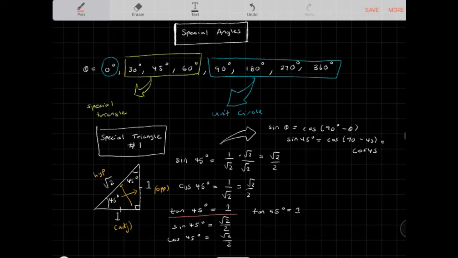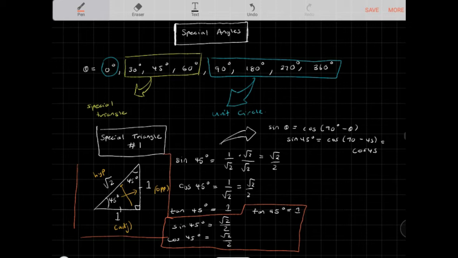I'm just going to make a box here. So make sure you guys memorize this, but really the idea is just memorize the special triangle here, right? If you memorize the special triangle, you can actually come up with these values. Now the next special triangle that I'm going to be looking at is basically going to help us to find 30 degrees and 60 degrees. So I'm just going to clear some room here, so I'm just going to erase this out.